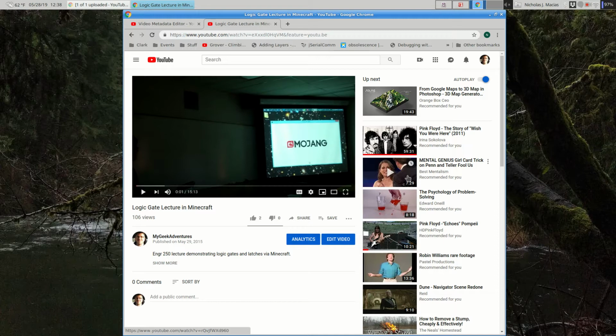So for one of my older 250 classes, I put together some redstone gates and just kind of did a walkthrough of it. And it's a different way to explore some of the concepts we've been working with. We've been doing this mostly on paper. You do it a little bit in the lab, but this is another way. It's more visual. And if you're actually building the stuff, it's more hands-on.